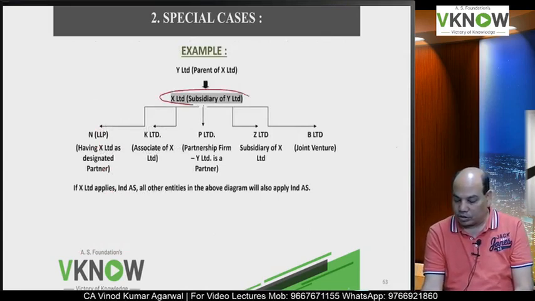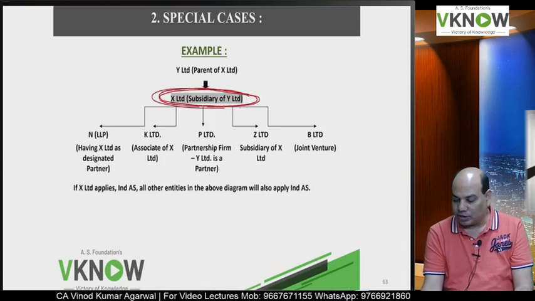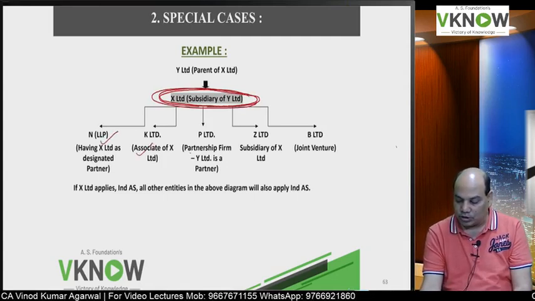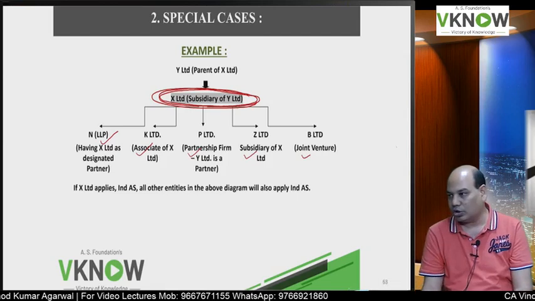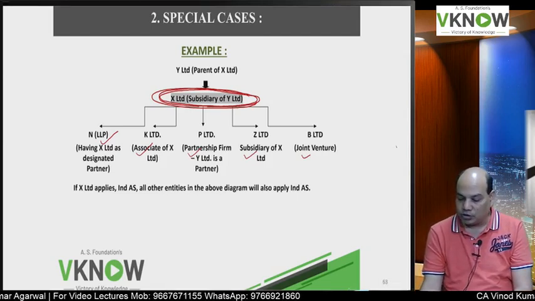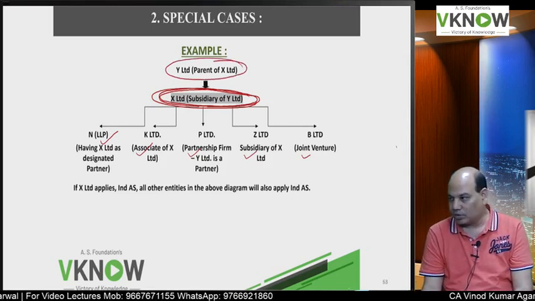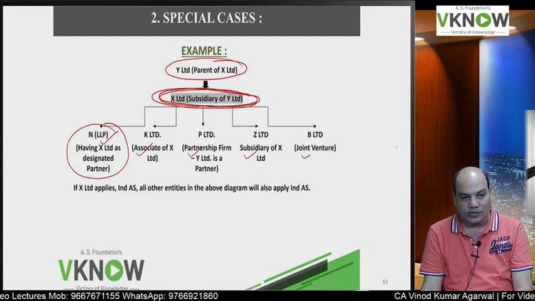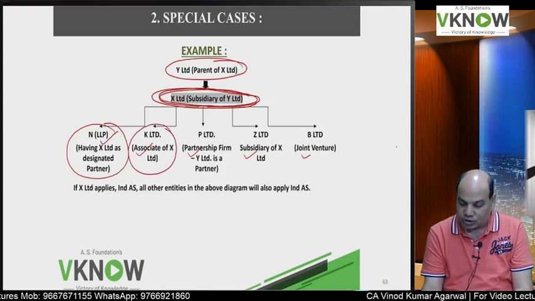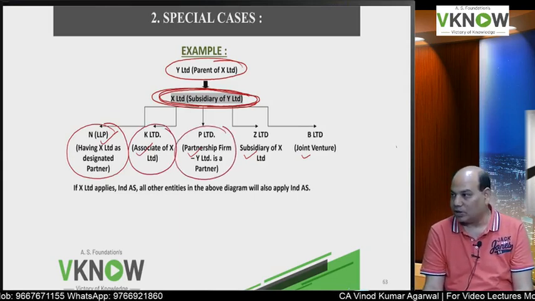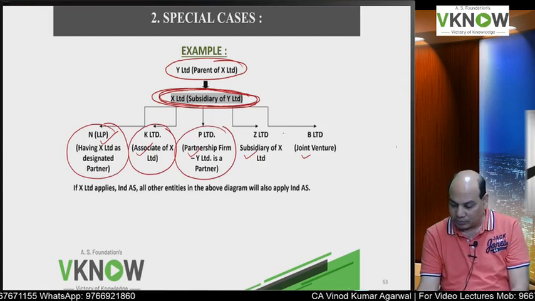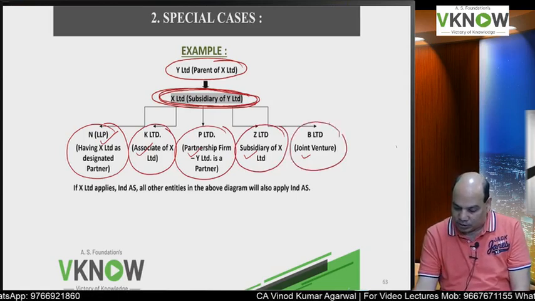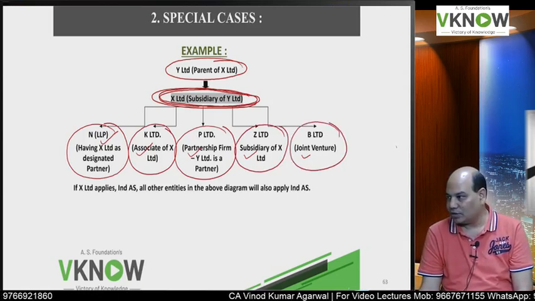Suppose we are the accountant of X Limited, which is a subsidiary of Y and which has one LLP, one associate, one partnership, one subsidiary and one joint venture. So Ind AS will become applicable to Y, which is the parent company, N, which is an LLP and X Limited is the designated partner, K Limited, which is the associate of X, P Limited, which is a partnership firm in which Y Limited is a partner, Z Limited, which is a subsidiary of X Limited, and B Limited, where X Limited is a venturer.